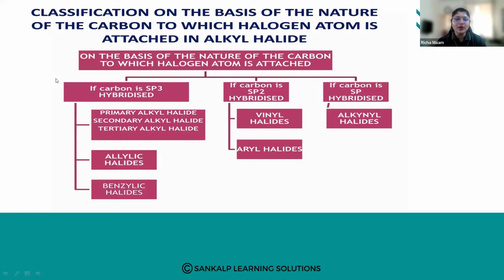So whether the carbon is sp3 hybridized. Now suppose I have a halogen atom. I'll write it beside that only, then it will be clearer. I'll take this color.